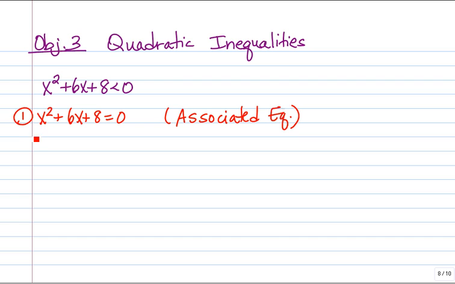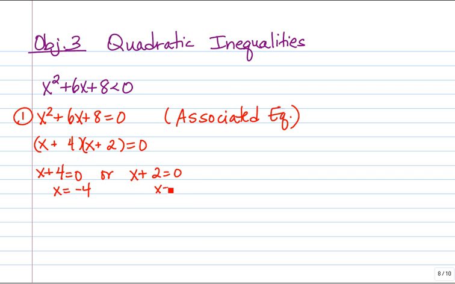Now you're going to use one of the methods that we just talked about to solve it. Here, this one does factor, right? The factors of 8 whose sum is 6 would be 4 and 2. All signs are positive. So we get that either x plus 4 is equal to 0, or x plus 2 is equal to 0. So x is equal to -4 or -2.